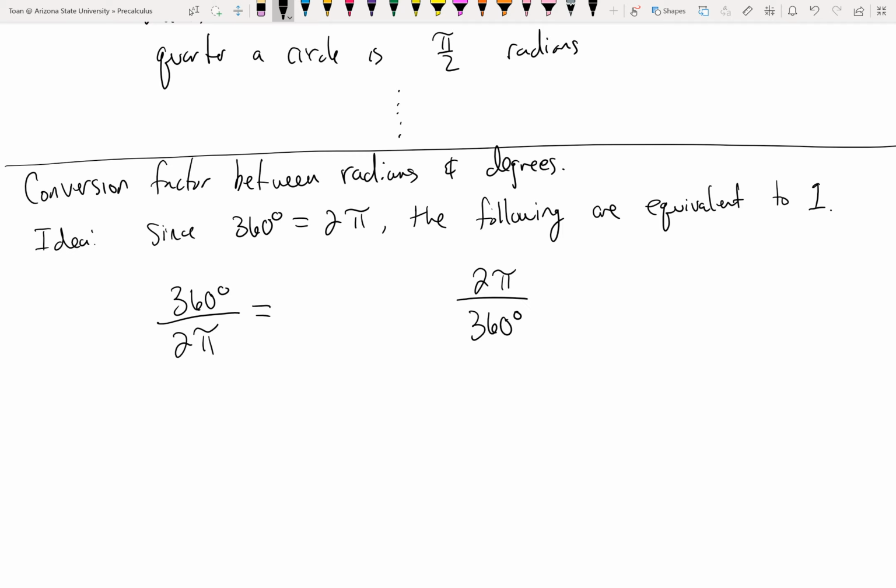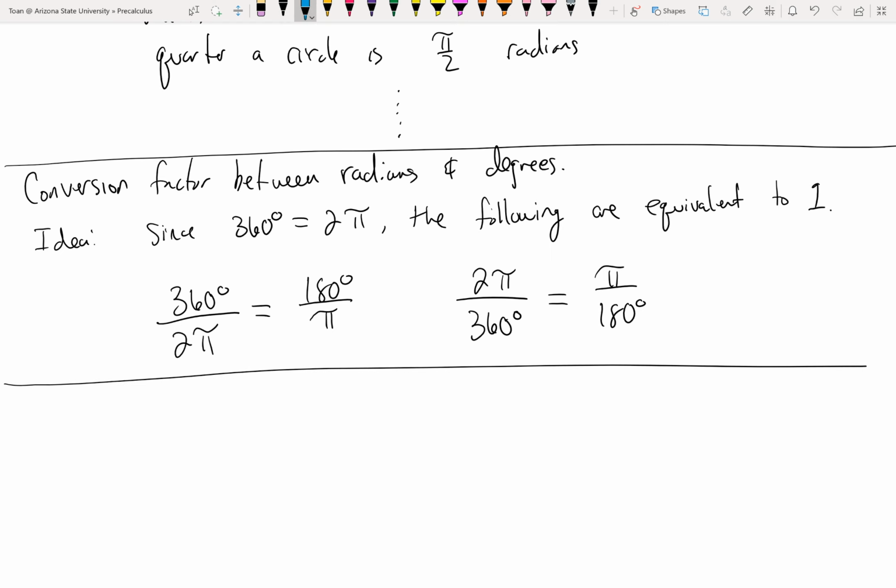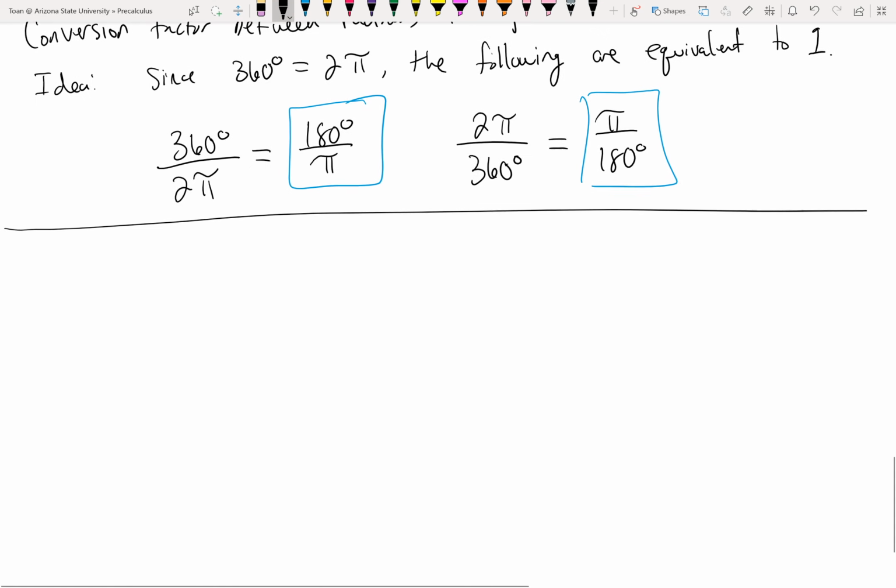Now, these are not actually the conversion factors I use. I use the reduced versions. If I divide by 2, I get 180 over pi, or pi over 180. These are the conversion factors I actually use. To convert to and from radians and degrees, you just multiply by the appropriate conversion factor. Hint: use a conversion factor that has the unit you're trying to get rid of in the denominator, because that's how we cancel out.